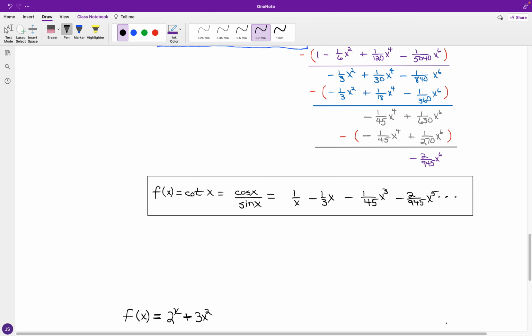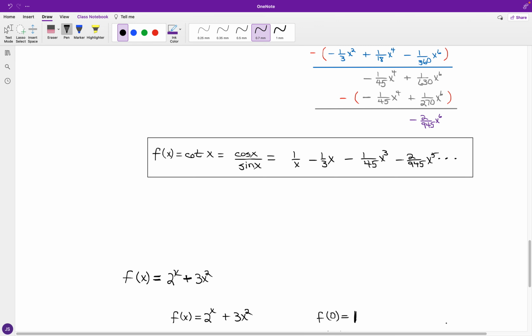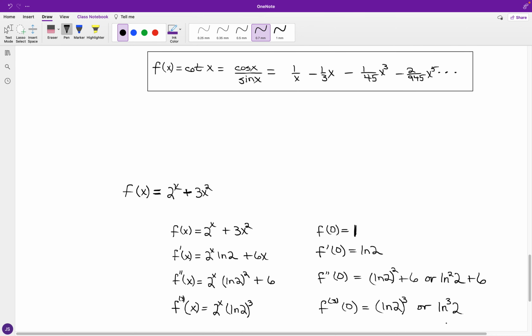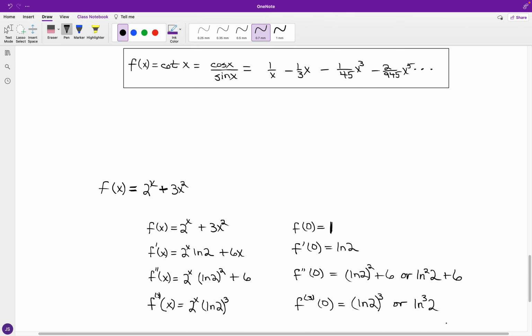And we have also in the mix, now let's say you have an exponential and a quadratic term added together, like in the case of f of x equals 2 raised to the x added to 3x squared. Okay, now going back to our Maclaurin series definition. If we look at taking our function, we have f of x equal to 2 to the x plus 3x squared.